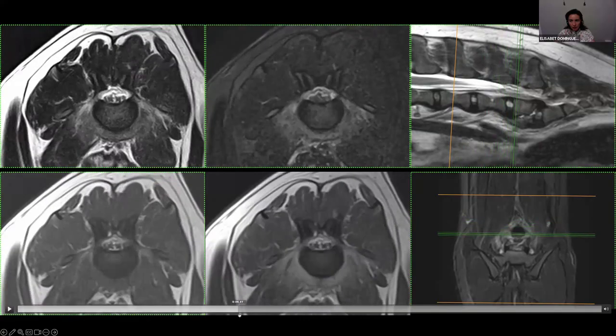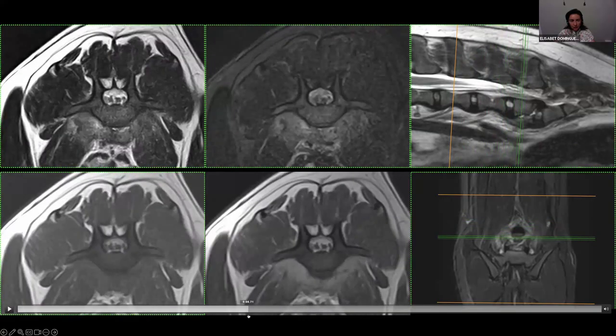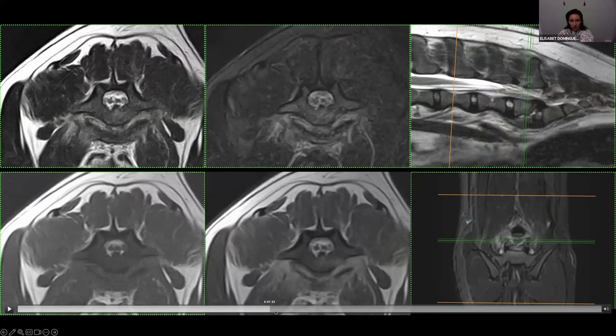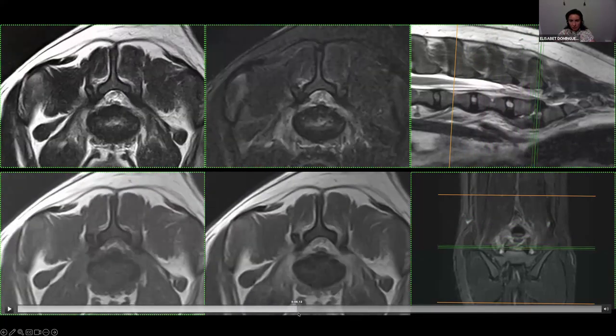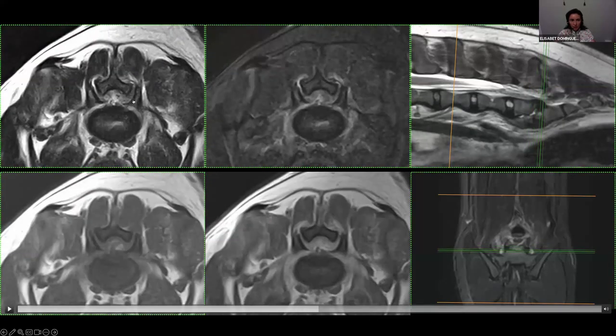Here we are at the level of L7, and we see all the changes in the paravertebral muscles. And as we move to the site of the fracture, it is visible here with a reduced volume of the nucleus pulposus. And then we will see a dorsoventral narrowing of the vertebral canal with compression of the nerves of the cauda equina.